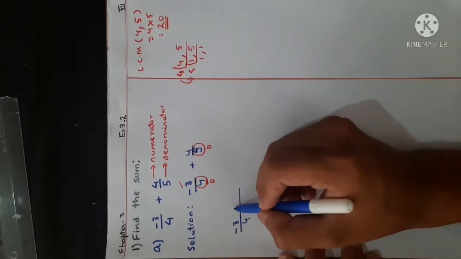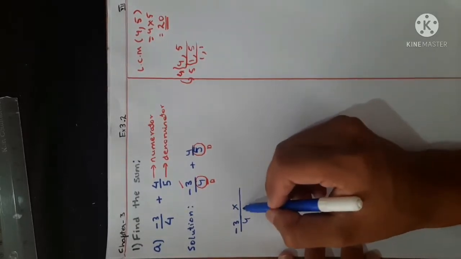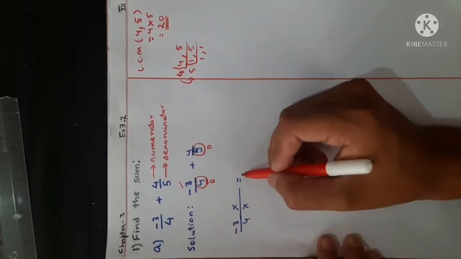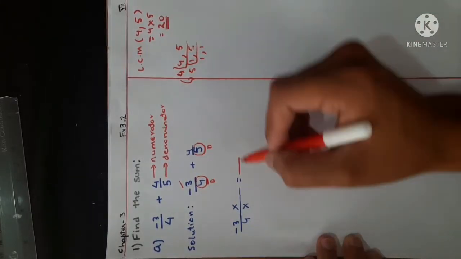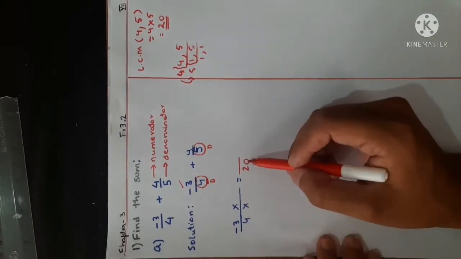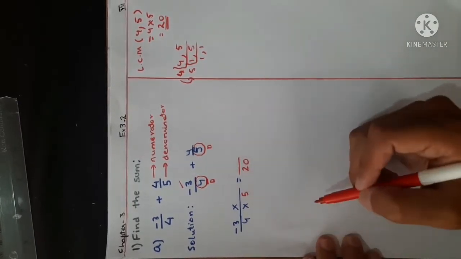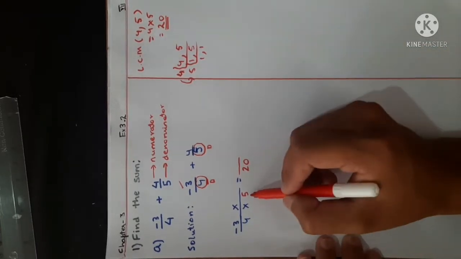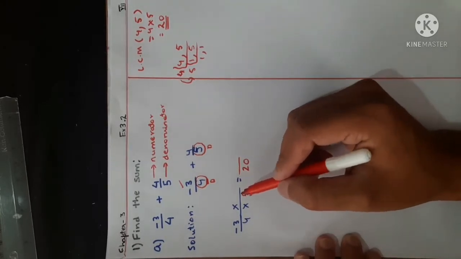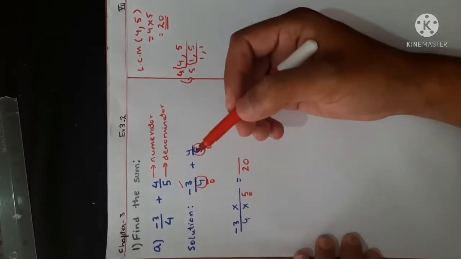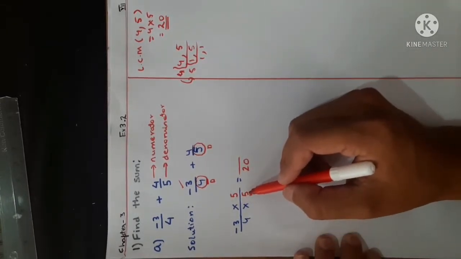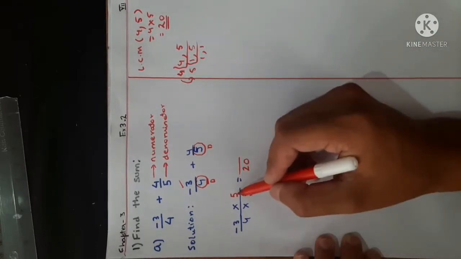We multiply in such a way that the denominator will now be the LCM, 20. So 4 multiply how much will we get 20? 4 multiply 5 will we get 20. And since we multiply by 5 in the denominator, in order to balance it, we have to multiply the numerator also by 5. Remember, if we multiply by 5 in the denominator, to the numerator also we have to multiply by 5.